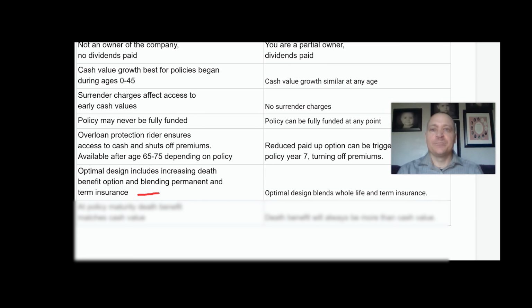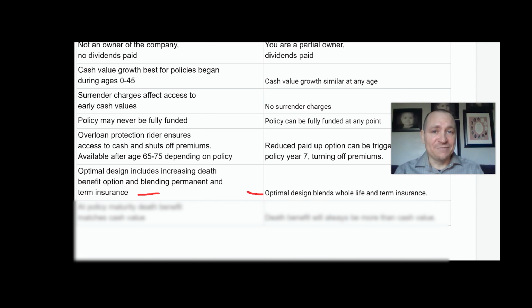But essentially, when it comes to an index universal life policy, we have 2 options for a death benefit. We can do a level death benefit, or we can do an increasing death benefit. The way to maximize your cash value in these policies is by making sure it's an increasing death benefit option. And then also blending permanent and term insurance to cover the rest of the death benefit that you want.